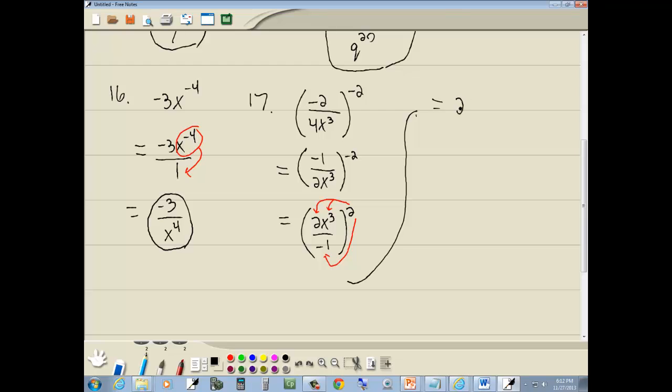So we're going to have 2 squared, we'll have x to the third squared, and we'll have negative 1 squared. Well, 2 squared is 4. When you're raising x to a power, you multiply the exponents. 3 times 2 is 6. So we got x to the 6. And negative 1 squared is 1, which then just gives us 4x to the 6. And that's our answer.